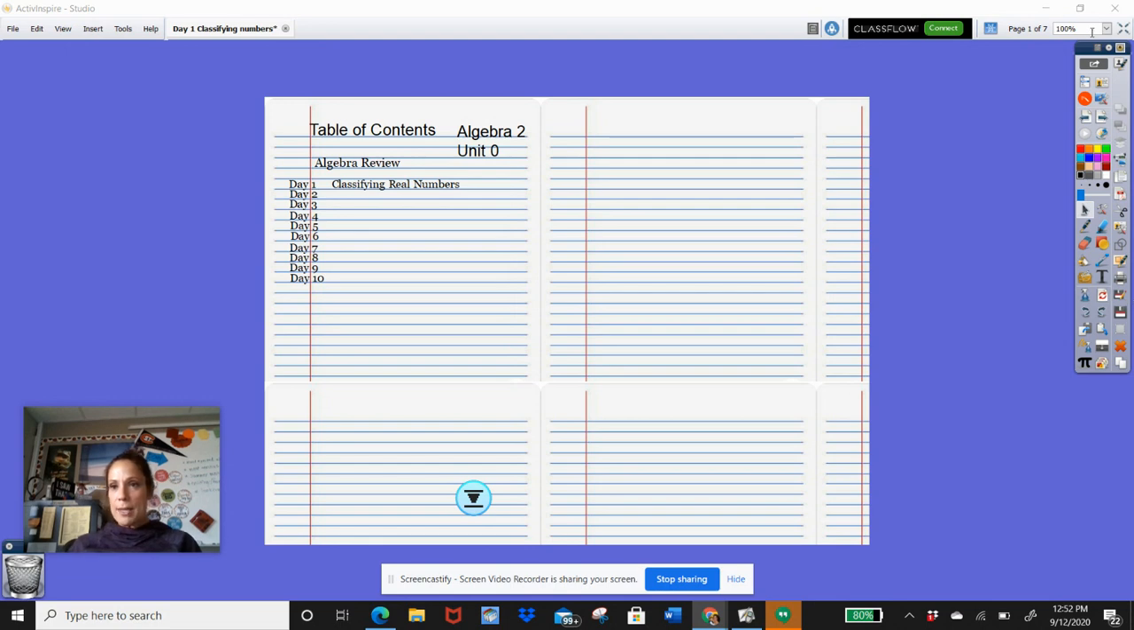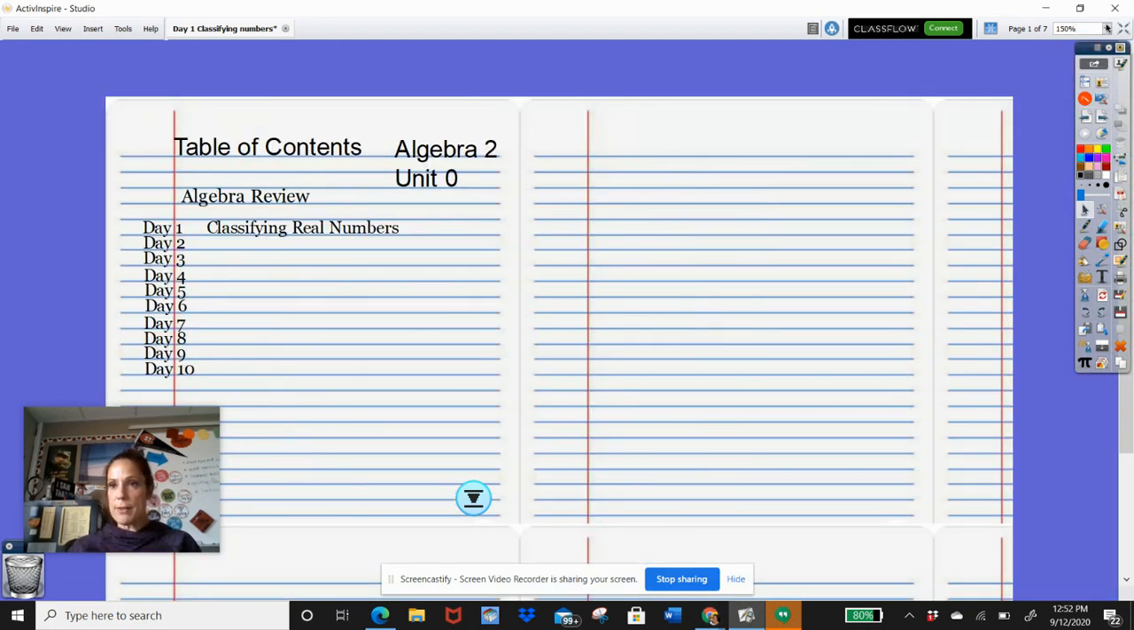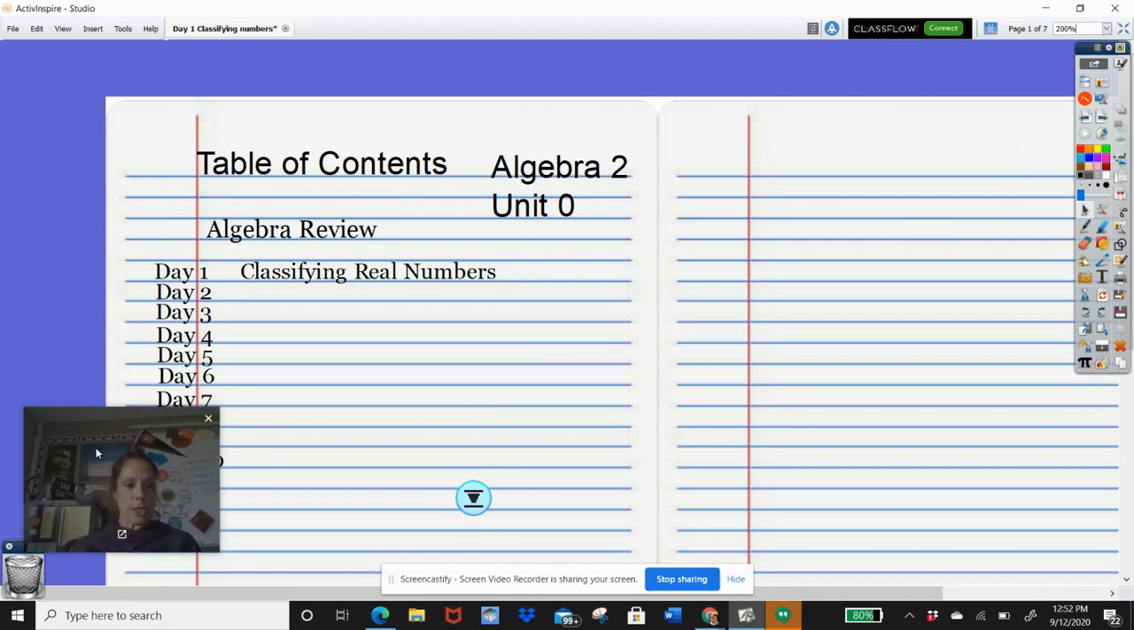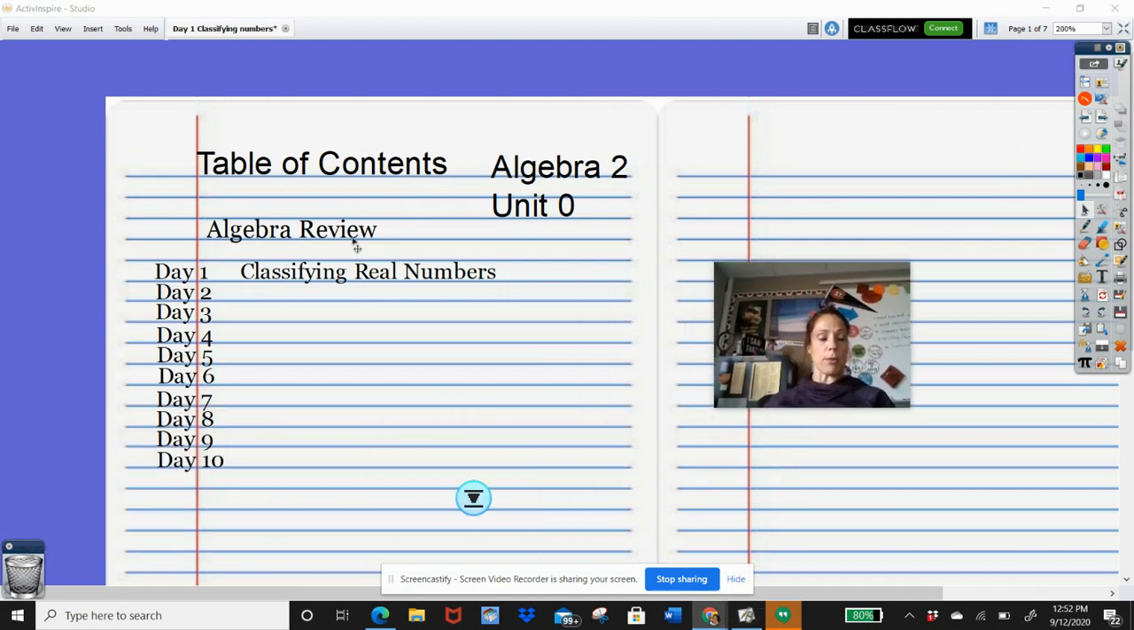So I thought because we're just starting in our notebook, maybe on the very first page, we should maybe start with a table of contents. So at the beginning of each chapter, you know what we're doing. Sometimes we adjust these days.